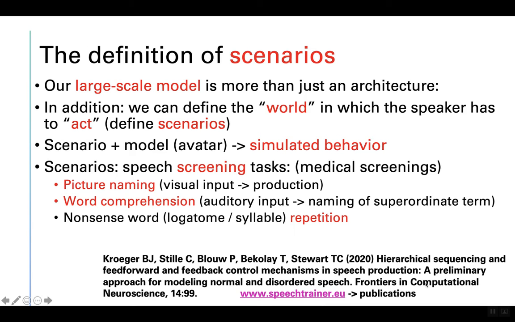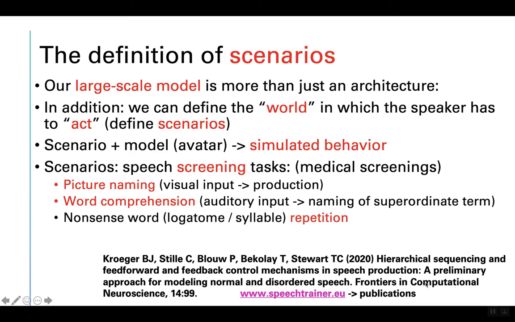If we want to do neural modeling using a large scale model, we need to think about more than just the architecture. In addition, we have to define the task. That means the world in which the speaker has to act. That means we have to define scenarios. That means the scenario in combination with the model. That means with the brain and the speech organs and the ears.